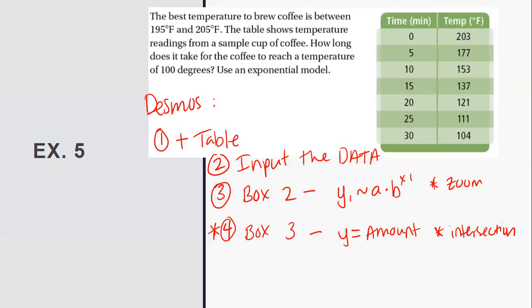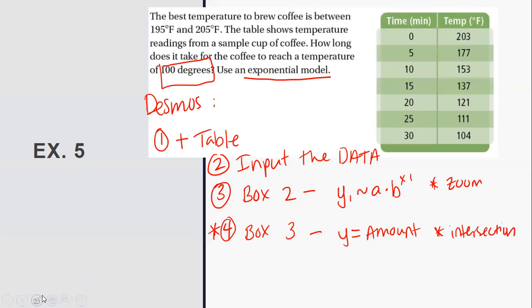So our problem says the best temperature to brew coffee is between 195 degrees and 205 degrees. The table shows temperature readings from a sample cup of coffee. How long does it take for the coffee to reach a temperature of 100 degrees? Use an exponential model, okay? So we have to first find our exponential model because we got to find it to use it. And then we're going to find out what it is at 100 degrees.